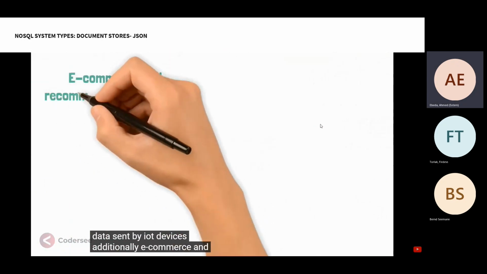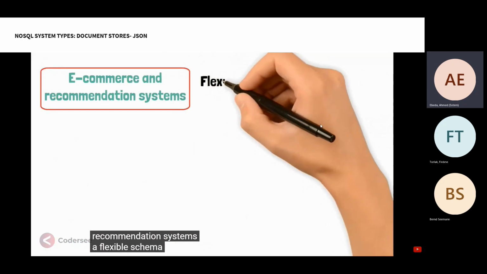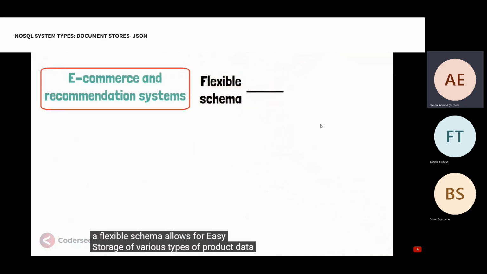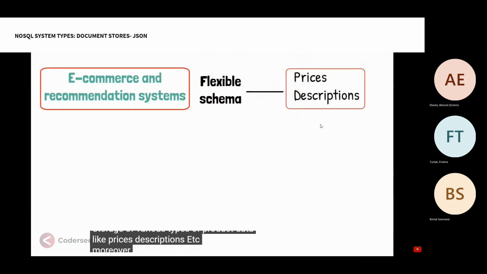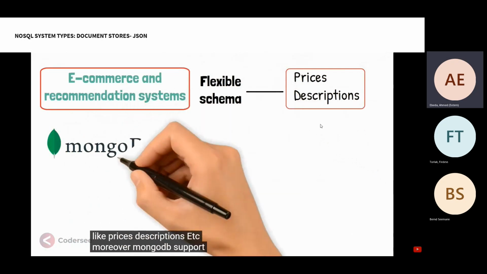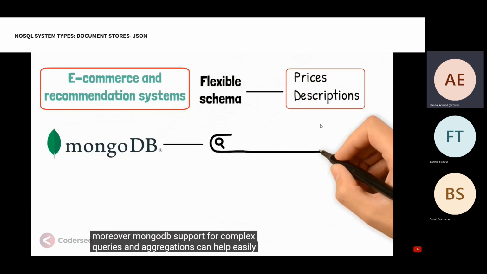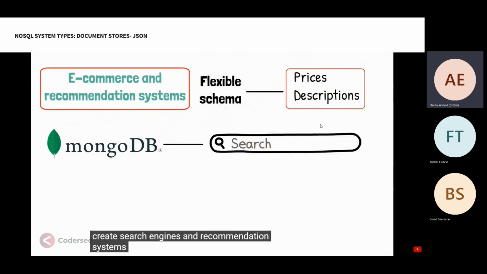Additionally, e-commerce and recommendation systems. A flexible schema allows for easy storage of various types of product data like prices, descriptions, etc. Moreover, MongoDB support for complex queries and aggregations can help easily create search engines and recommendation systems.